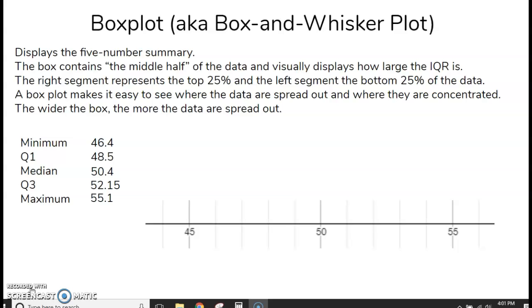A box plot makes it easy to see how spread out the data are and where they are concentrated. The wider the box, the more the data are spread out.